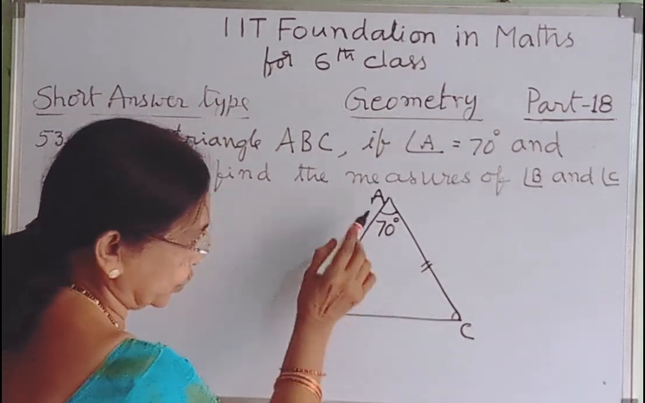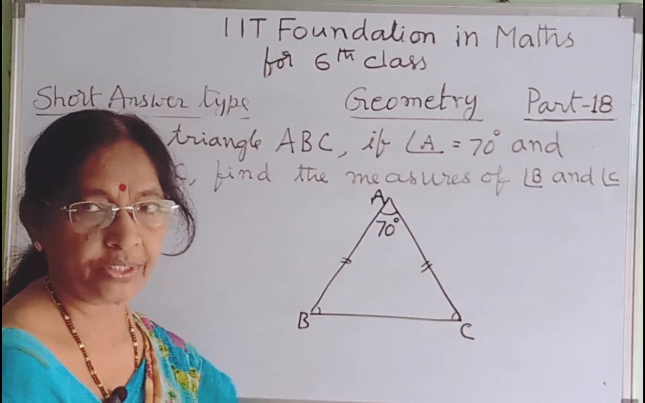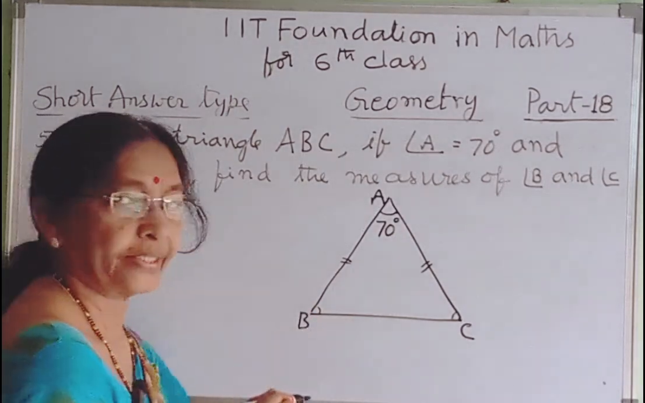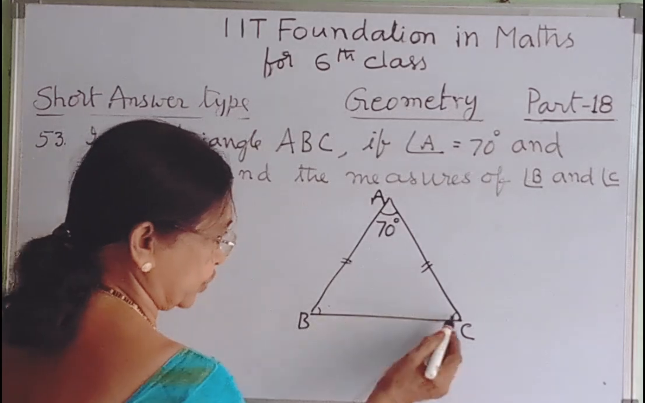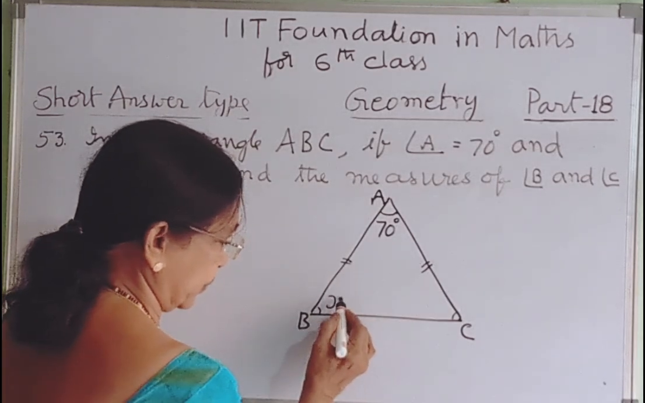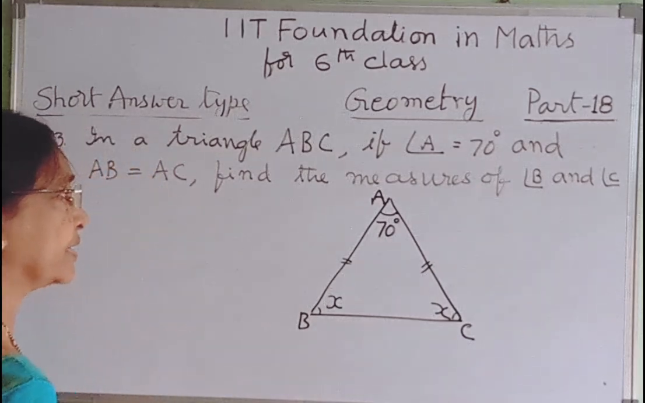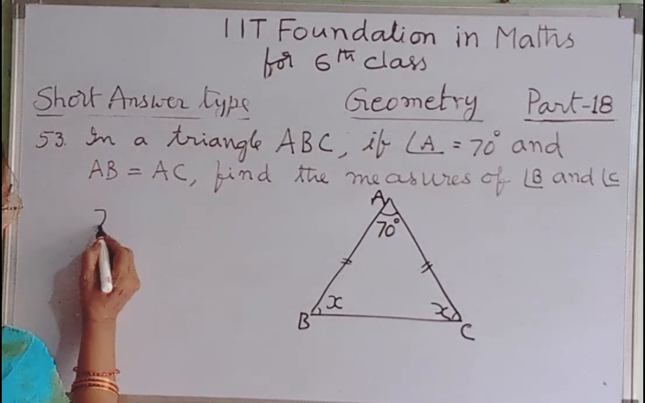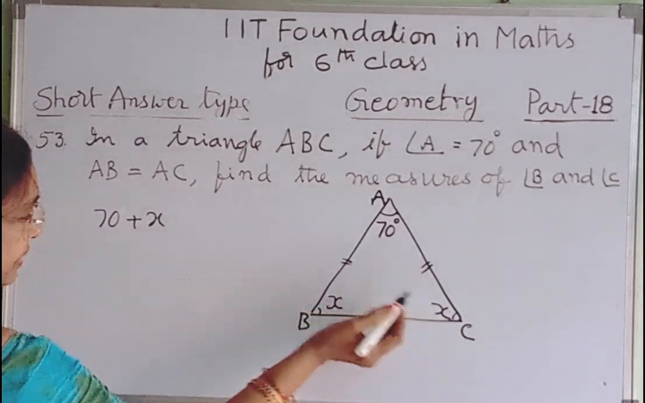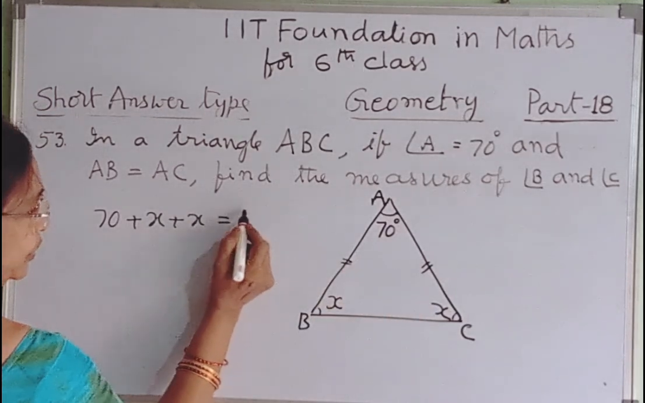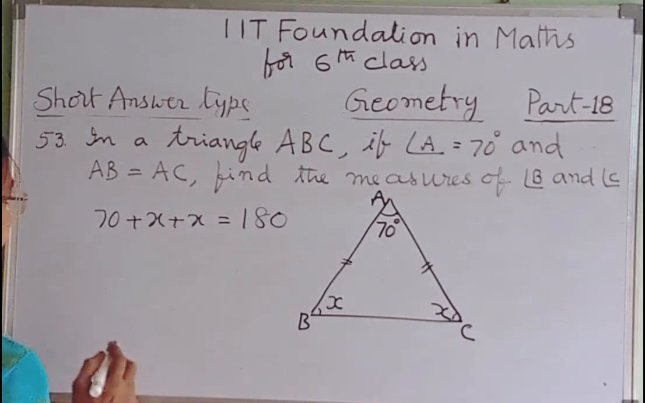So as these two sides are equal, the angles opposite to them are also equal. That is, the angles opposite to equal sides are equal. Therefore, these two are equal. Let these two angles be x and x. And the sum of the three angles in a triangle is 180 degrees. Therefore, 70 plus x is equal to 180 degrees. Sum of the angles in a triangle is 180 degrees.